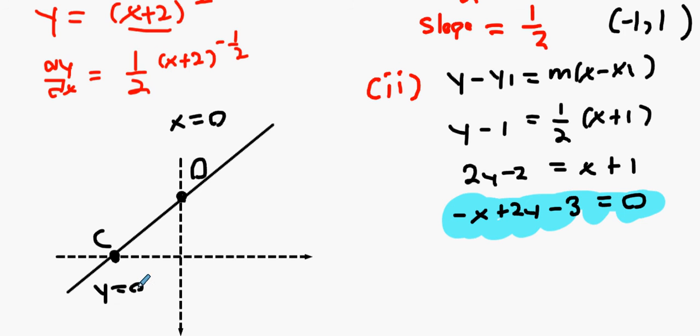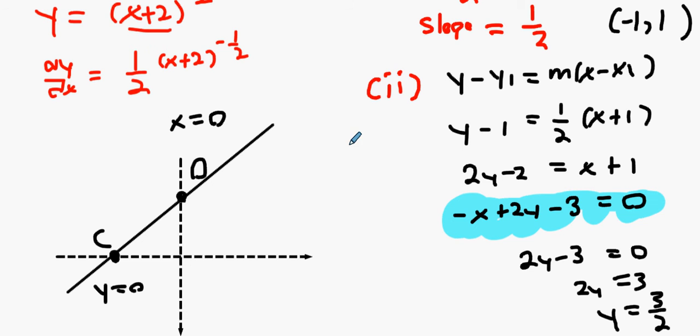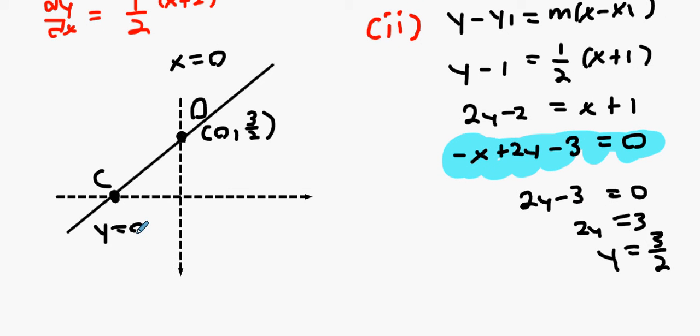So let's figure that out. With x value equals 0, we're going to get 2y minus 3 equals 0. Then 2y equals 3, y equals 3 over 2. The point D is (0, 3/2). The point C is where y equals 0, so we're going to get minus x minus 3 equals 0. Then x equals minus 3. This makes the point C (-3, 0).